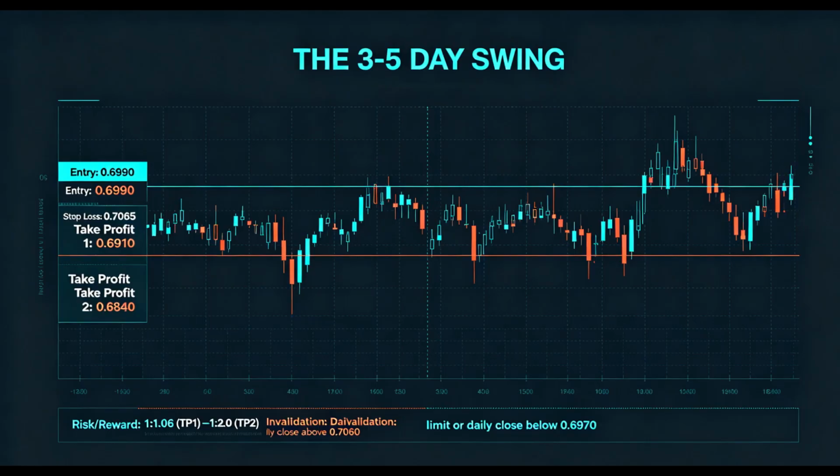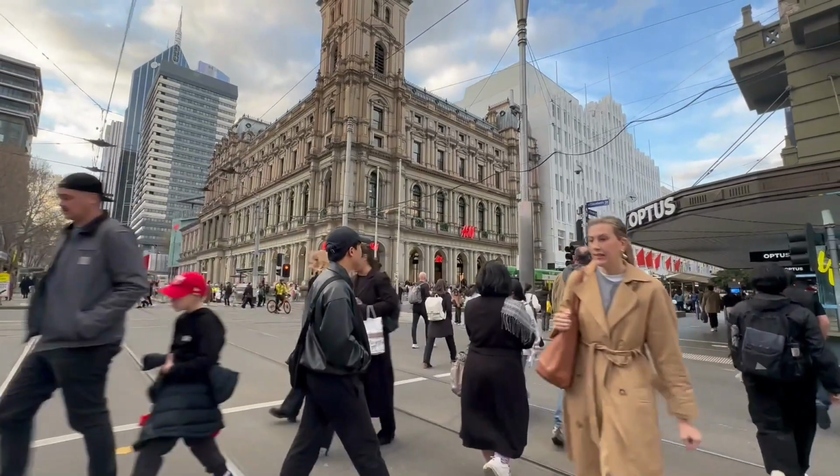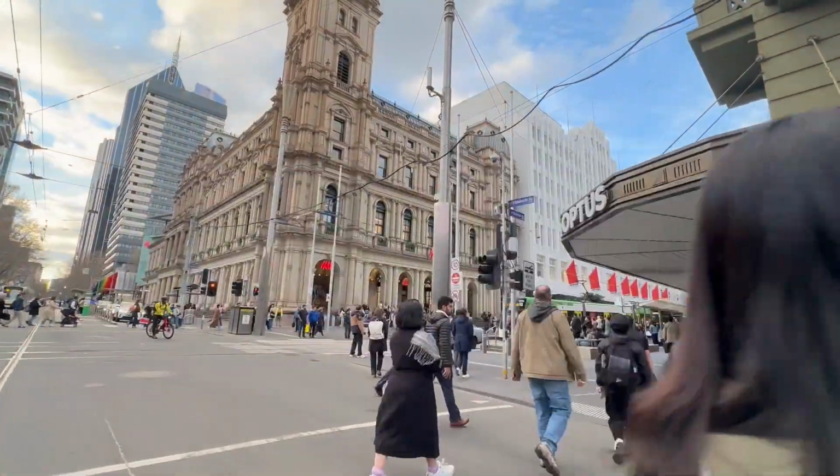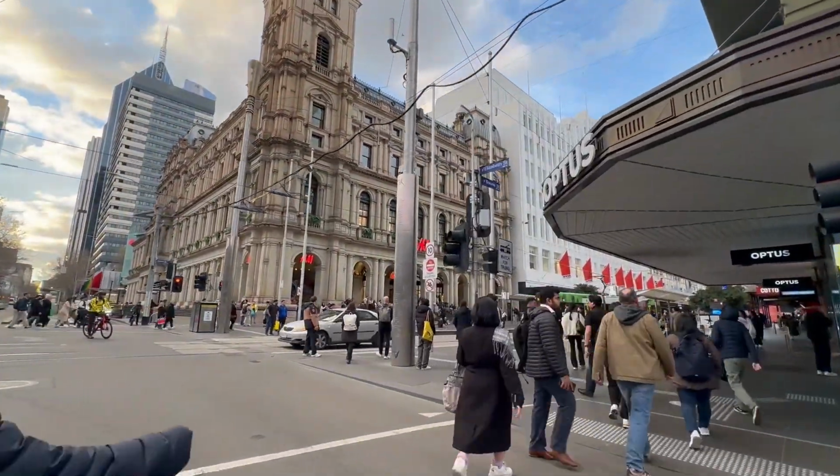Now, the main event, the 3-5-day swing. This is the trade that captures the entire week's narrative. The rejection at 0.7000 and the decline back into the weekly downtrend. We fade the rally. Entry is set at 0.6990. That is inside the resistance zone between 0.6973 and 0.7004.